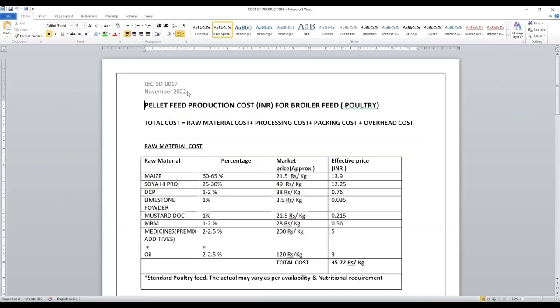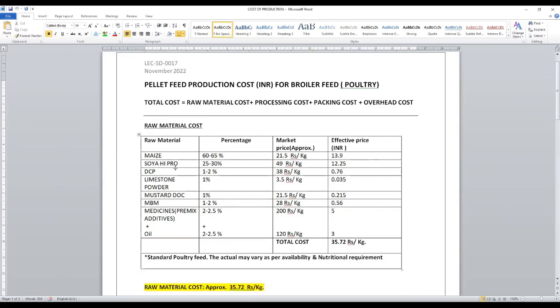This is ideal. November 2022 market prices are the base on which we prepared this document. There may be difference in the raw material prices with respect to the time and the availability and the location. In general, the total cost of producing a feed is having raw material cost, processing cost, packing cost and overhead cost.